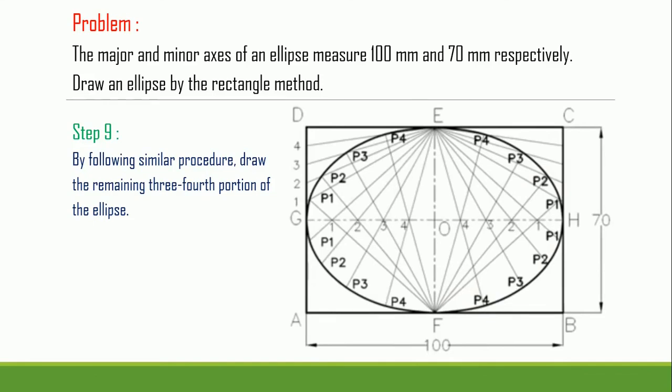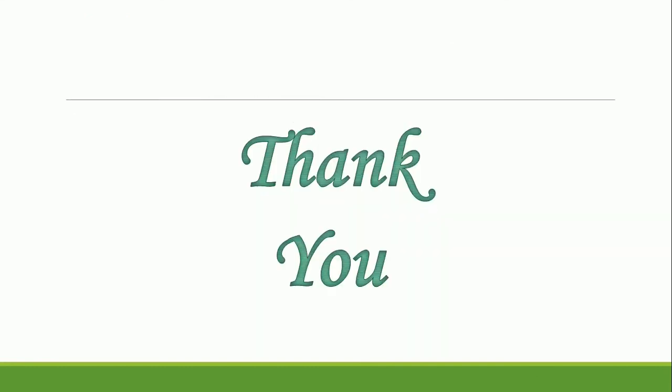And here you can see we constructed an ellipse by the rectangle method. So it is actually a complete solution for the given problem statement, in which you can see over here this is the GH, which is the major axis, and it measures 100 mm, and this is the EF, which is your minor axis, and it measures 70 mm, and they are the axes of an ellipse, and this is the ellipse that we constructed by the rectangle method. So it's a complete solution. Thank you.